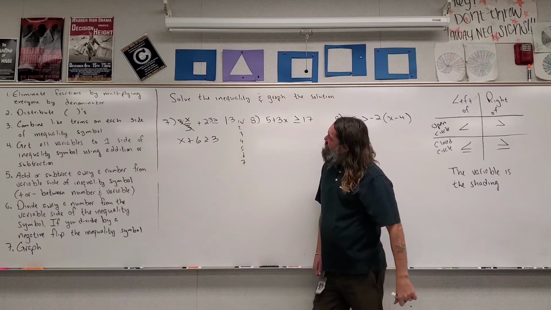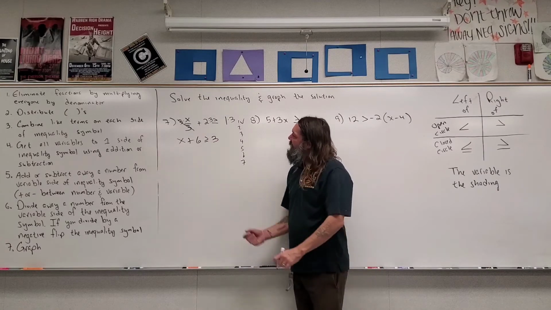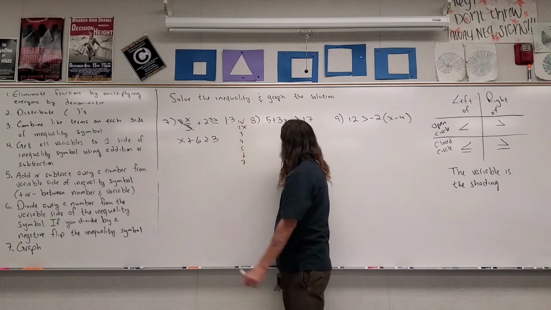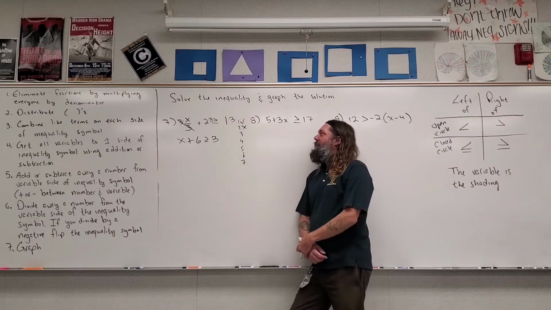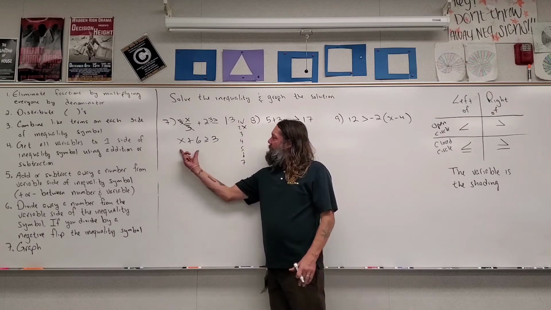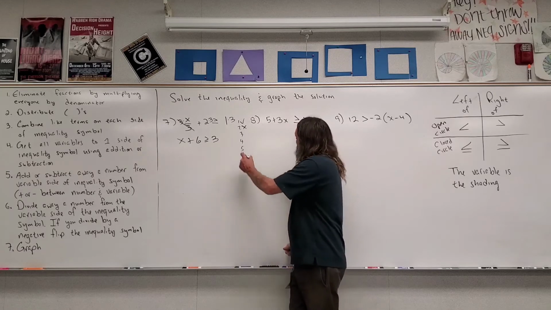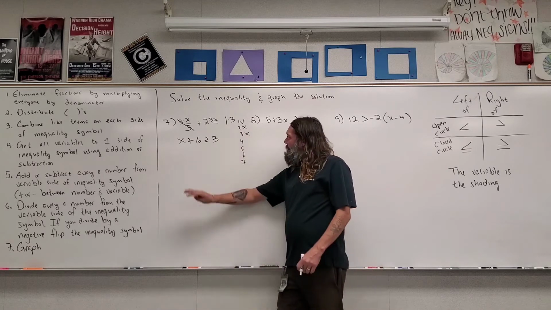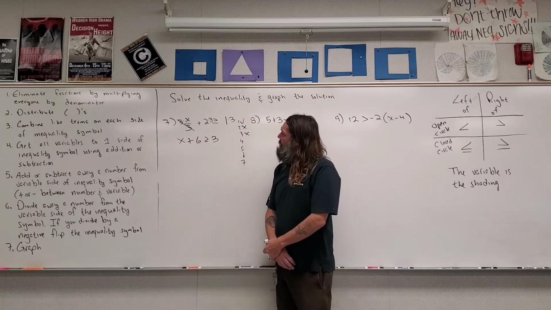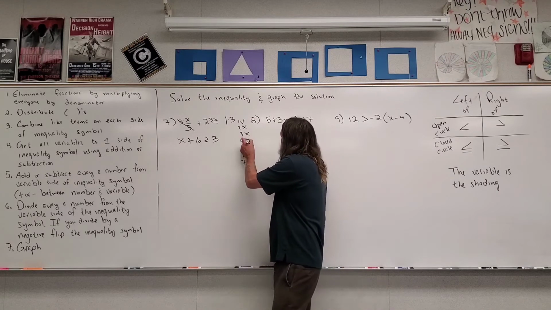Step 2, can I distribute? Meaning I have parentheses. No parentheses, so I can't distribute. That was step 2, not step 3. Step 3, can I combine like terms on each side of the inequality? Can't put those together. No one to put together with the 3. So I can't do that. Step 4, get all my variables to one side. Well, they're all on the left, so I can't do that.